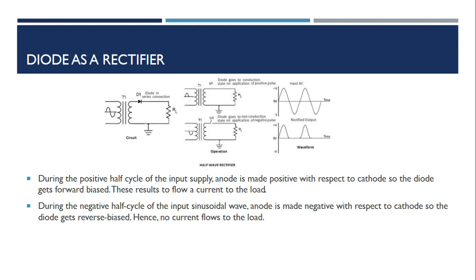During the positive half cycle of the input supply, the anode is made positive with respect to the cathode, so the diode gets forward biased. This results in a current flowing to the load. During the negative half cycle of the input sinusoidal wave, the anode is made negative with respect to the cathode, so the diode gets reverse biased, hence no current flows to the load. The diode converts AC to DC in a process called rectification. The diode only converts one half of the AC cycle, the remaining half being either all positive or negative.